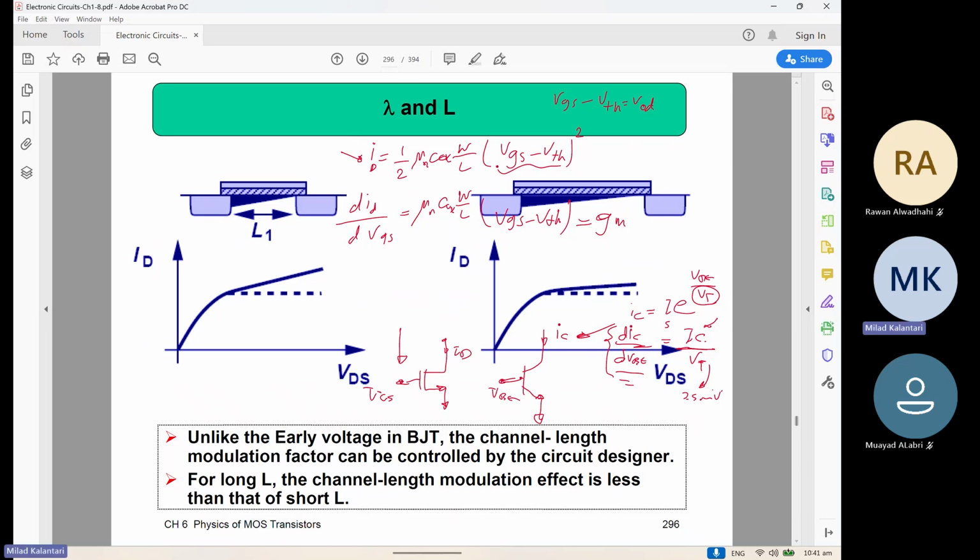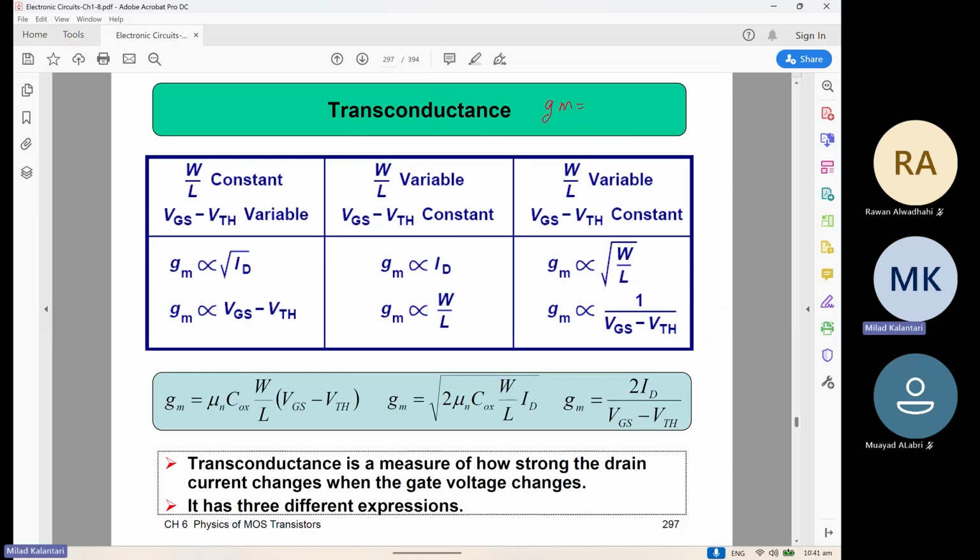And then you can rewrite that equation with different formats. The initial format was this, which we had derived, right? But on the other hand, you can rearrange these terms to show the GM versus the ID. This is a little bit similar to what we had for the BJT, because with the BJT we just needed to know the IC and then the VT. So here we want to know the GM based on the drain current.